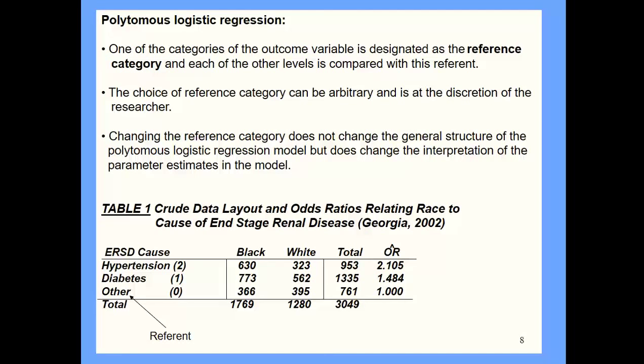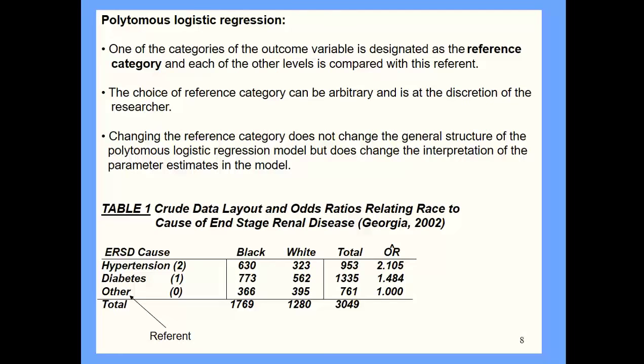And the odds ratios, in order to get them, you have to decide on a referent group, and then you compare each of the other two groups with the referent group and compute the odds ratios. So in this case, I get three odds ratios, but the last one is 1, because that's the referent group with itself. And this says hypertension versus other, 2.105, and diabetes versus other is 1.484. And that's the simplest way to describe that kind of data if you're not controlling for anything.